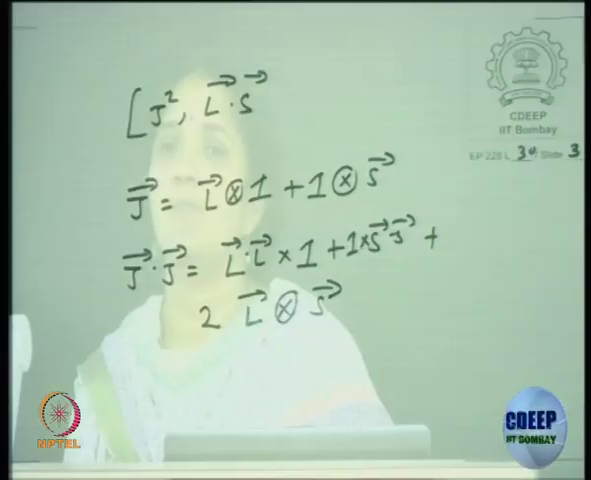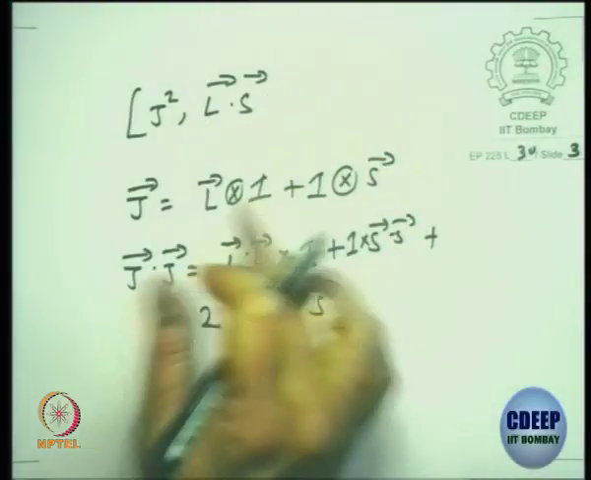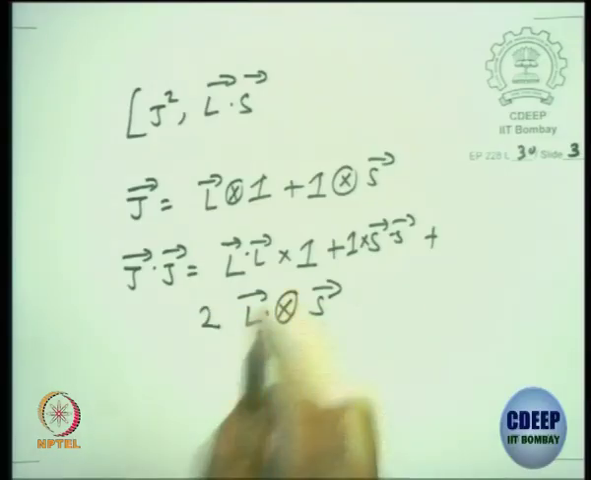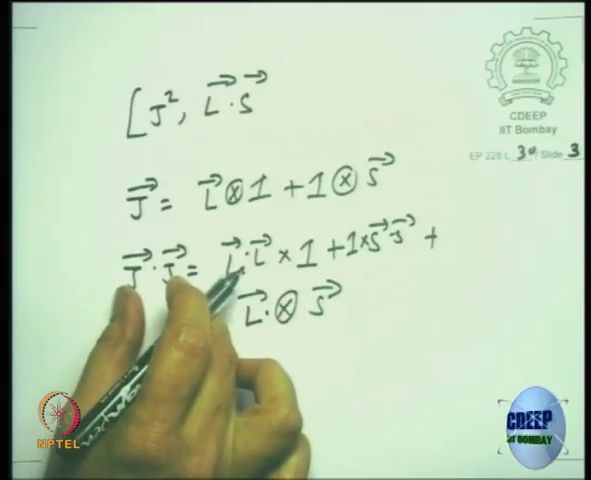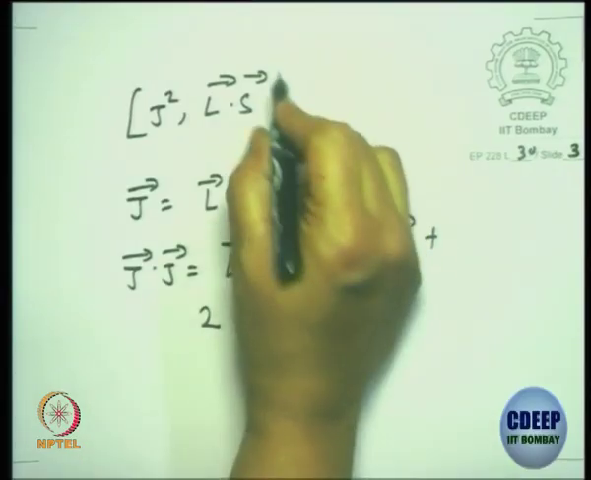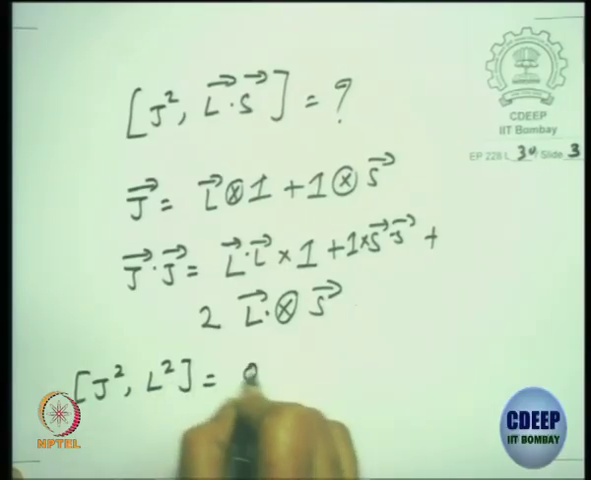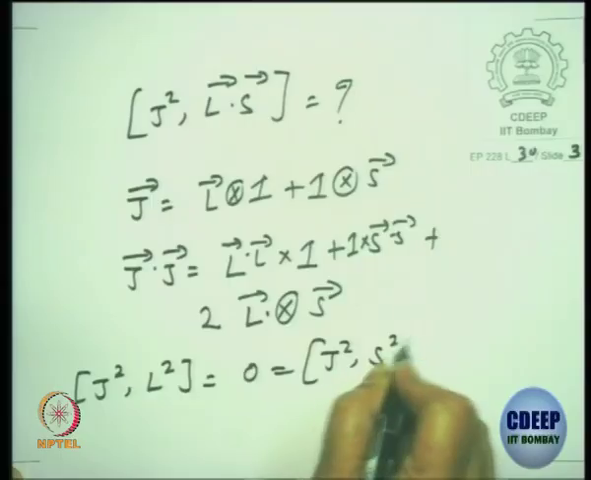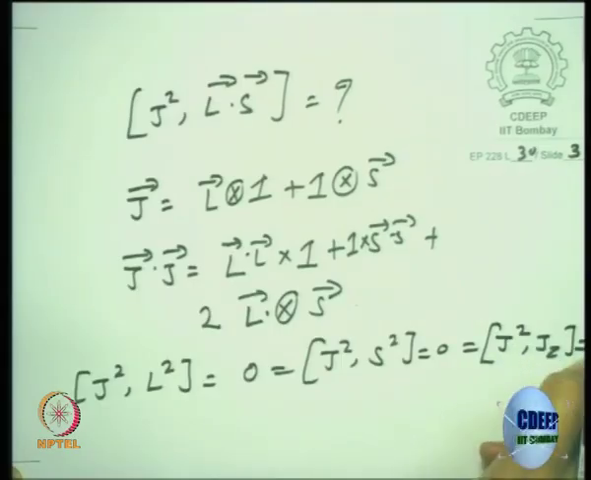So you will have this term, and in some sense it's like L dot S. You have to remember that there should be a dot here. Even though I write it this way, the term is a scalar, so you have to take care that it is a scalar. This also I want you to check. So I am just trying to tell you that J squared with L squared is 0, J squared with S squared is 0, and you can also show J squared with J_z is 0. This is trivial, this you all know.